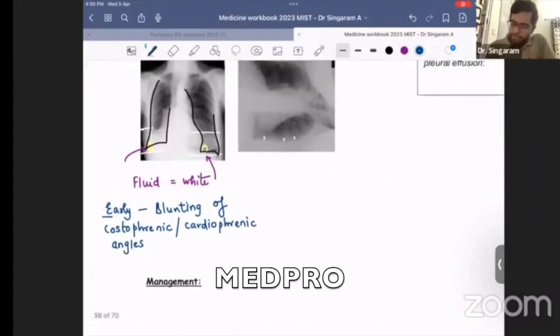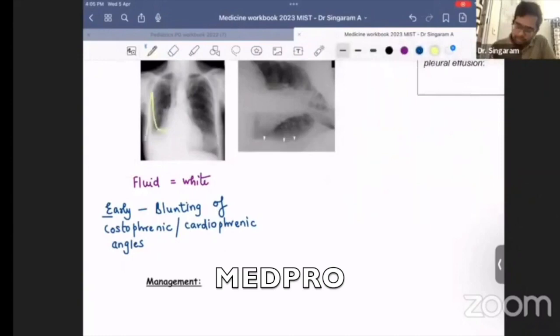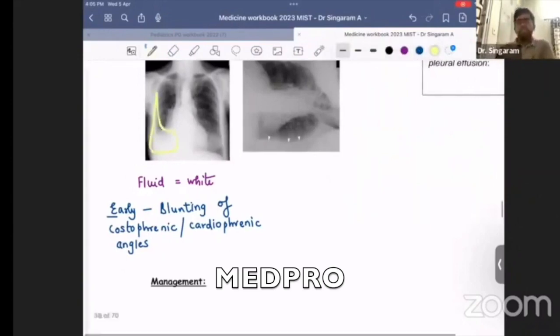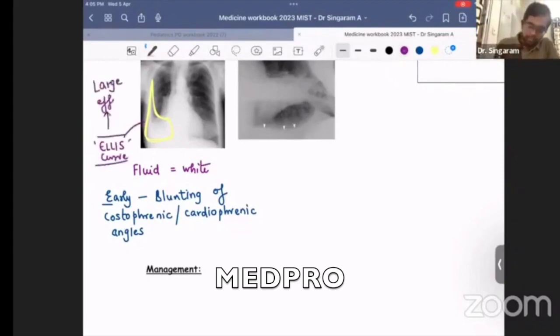The second thing you can remember is something like this. I told you that white spaces represent the fluid. As the amount of pleural fluid increases, you will have a curve like this, which represents the amount of fluid in the pleural space. Any idea what this curve is called? It goes upwards towards the apex or the axillary area. You call this curve the Ellis curve. The Ellis curve will be seen in massive or large effusions. That's what you need to remember.